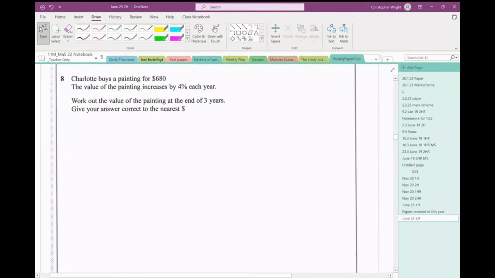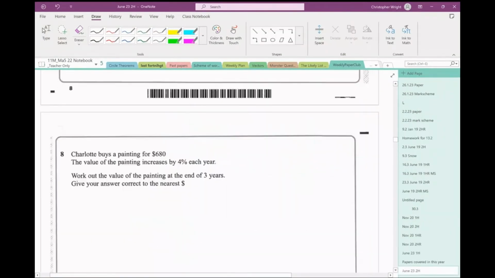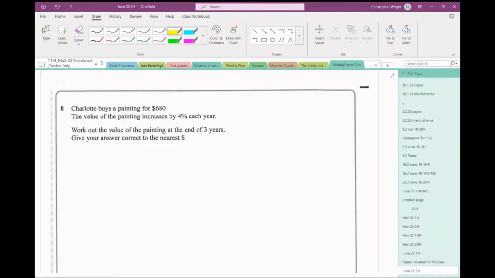Charlotte buys a painting for $680. The value of the painting increases by 4% each year. Work out the value of the painting at the end of 3 years. Give your answer correct to the nearest dollar.